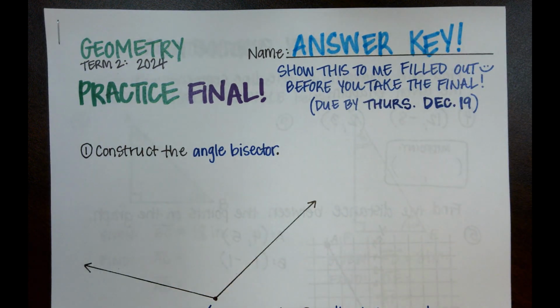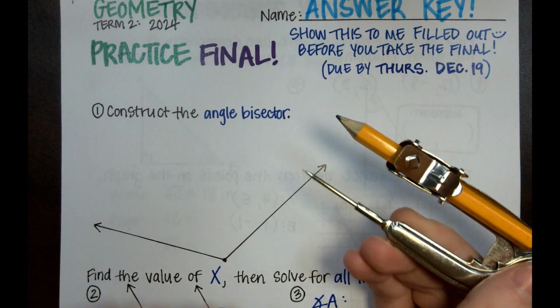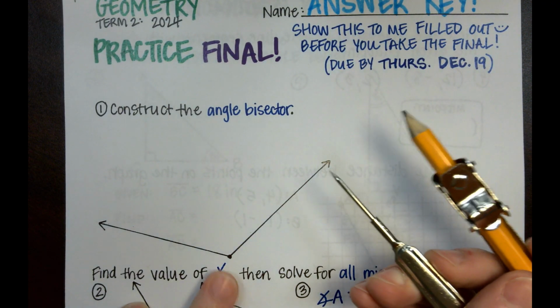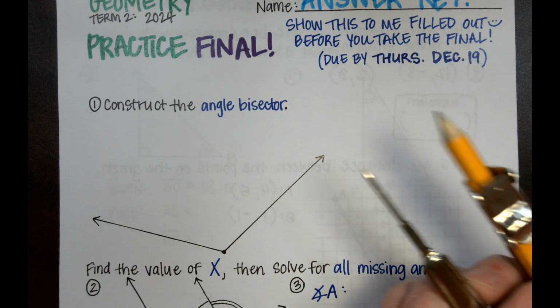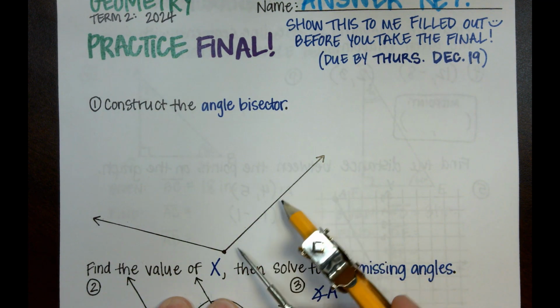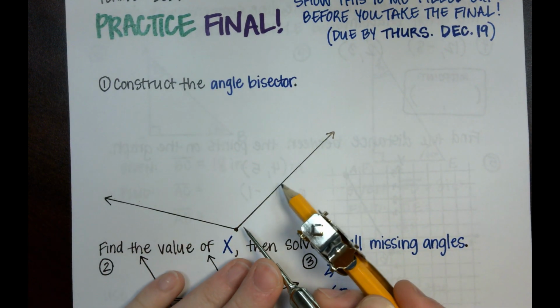Answer key. Okay, so let's start with number 1. This goes way, way back to the first unit, constructing an angle bisector. Do you remember anything about constructions? It's been a minute. So we're going to take our compasses out. And the first thing we want to do is open it up to smaller than half of this, what's it called? This ray here on our angle.